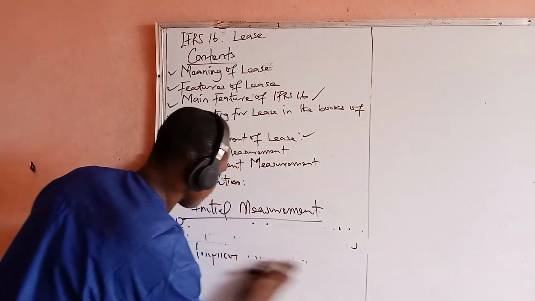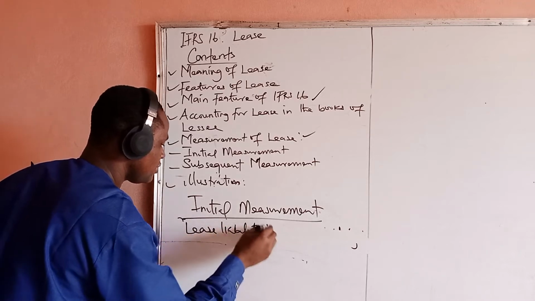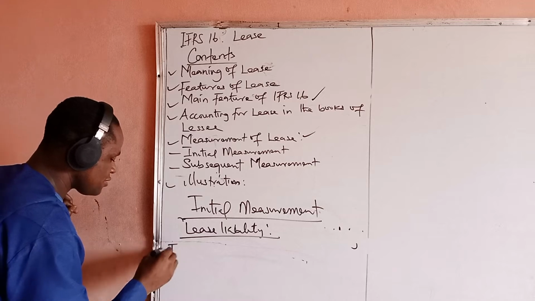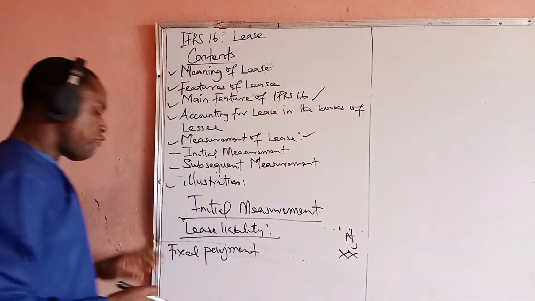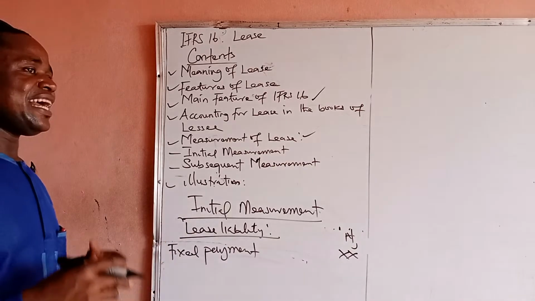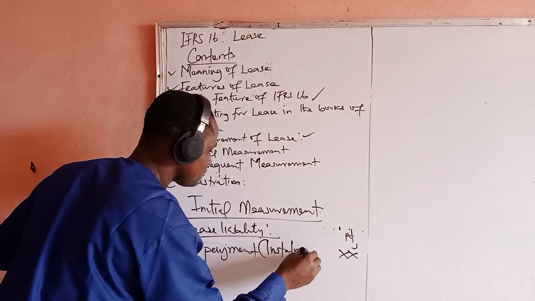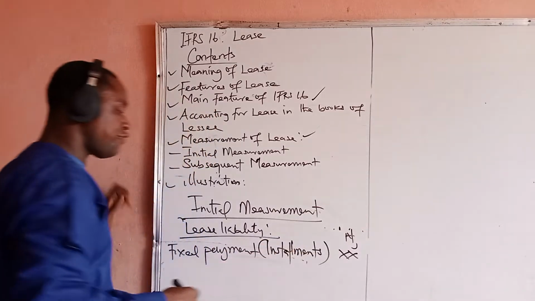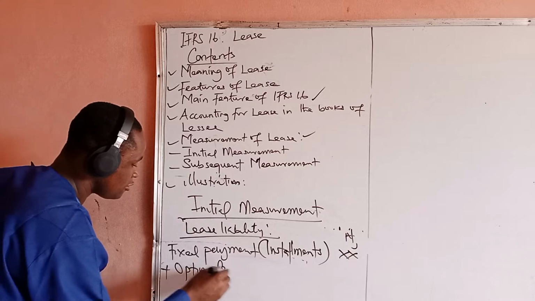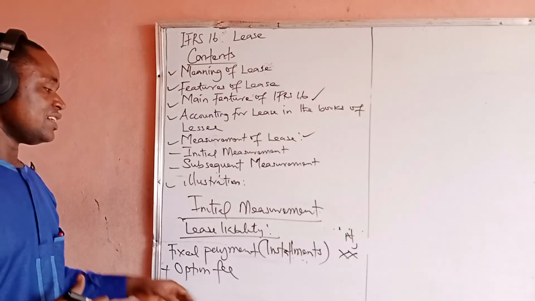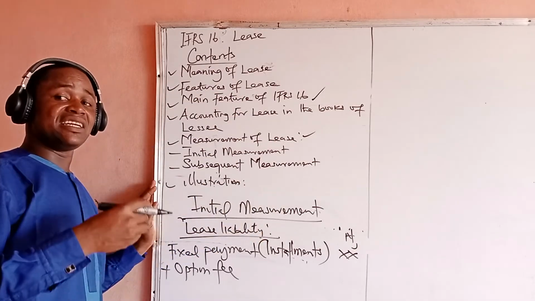Here we have lease liability. We have fees payment. The fees payment is the total installment that the lessee will pay in the future, plus option fee. What is option fee? This is the money that the lessee will pay to the lessor if the lessee will take over the asset at the end of the lease term.